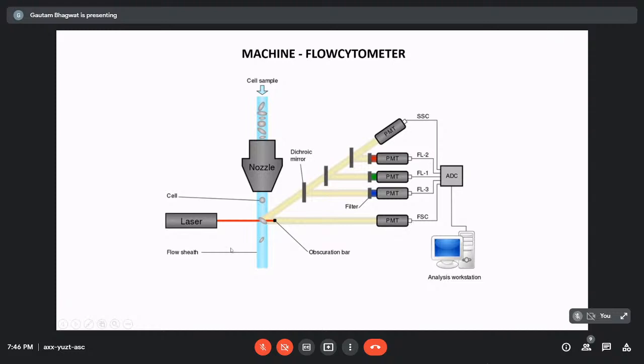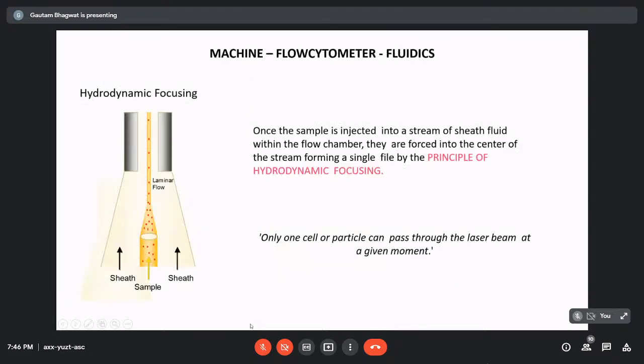Now this is the heart of the cytometer. This area is known as the flow cell, where the cells go into a single file. Now how does this happen? This is because of hydrodynamic focusing. Once the sample is injected into the stream of sheath fluid within the flow chamber, they are forced into the core stream. So the sheath from outside is pressurized and the sample goes through this under pressure in a single file. And here where the nozzle becomes very small in diameter, you have a single cell passing one at a time in a single file.